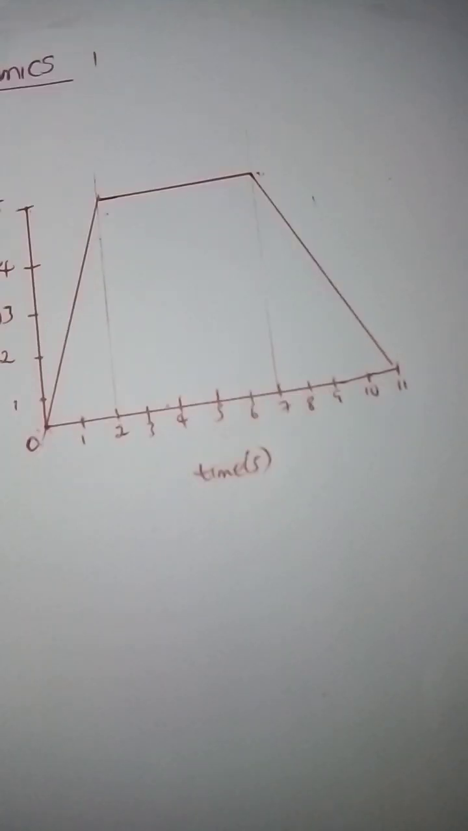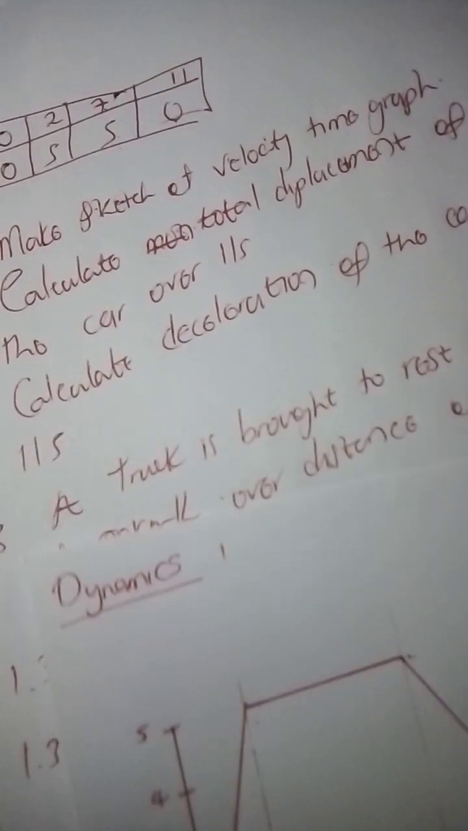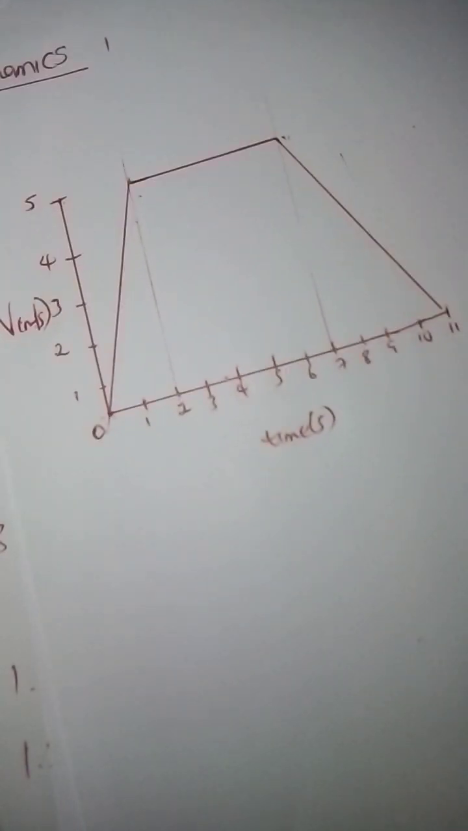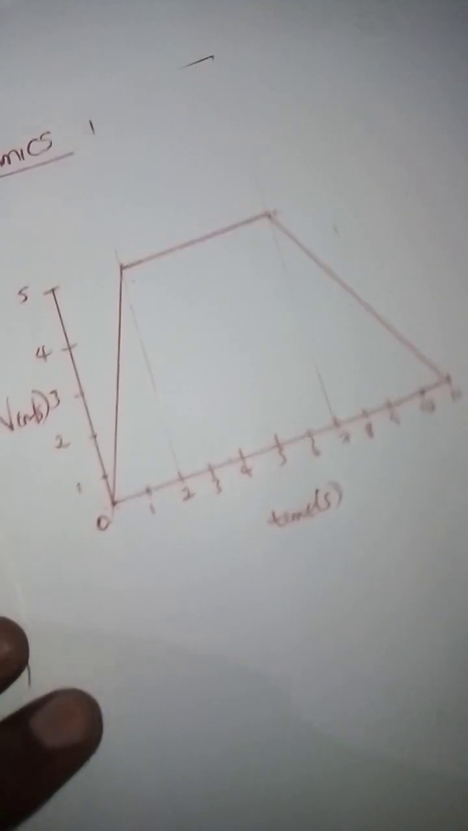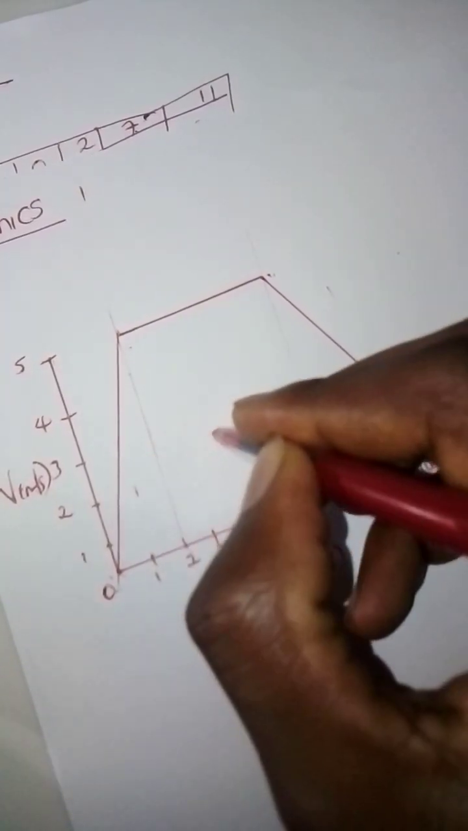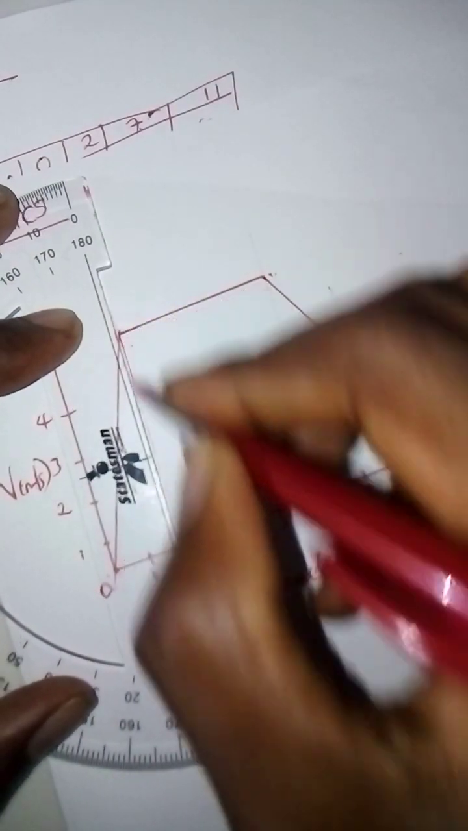All right, so now let's look at the next question. The next question says to calculate the total displacement of the car over 11 seconds. When it comes to dynamics in N2 and you are asked to calculate the total displacement using your graph, what you are always going to do is divide the graph into shapes. That's basically how you can calculate your total displacement. We have 3 shapes on this one: a triangle, a rectangle, and a triangle again.